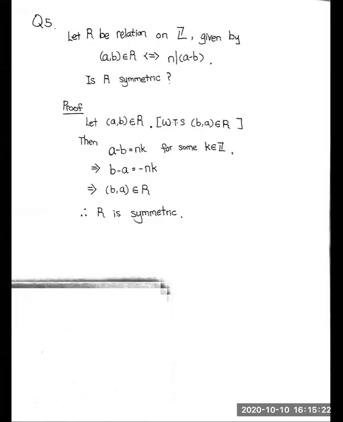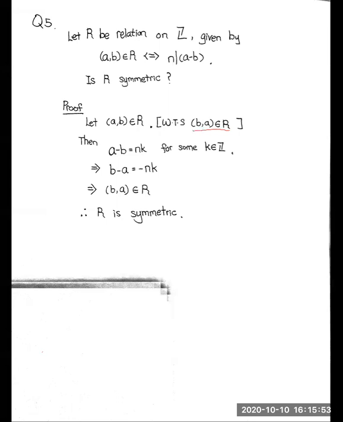Okay, now let us shift on to question 5 of the tutorial. Let R be a relation on Z, the set of integers, given by (a, b) is in R implies that n divides a - b. The question now is: is R symmetric? Proof. Let (a, b) be in R. Because we want to prove symmetric, we want to show that (b, a) is also an element in R, right?